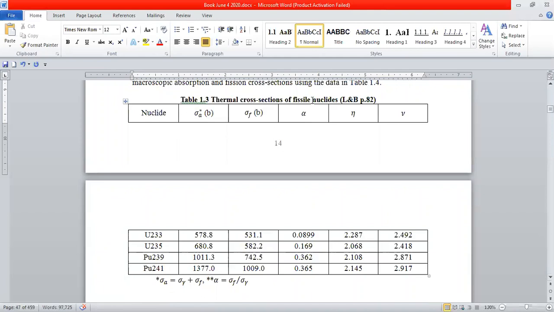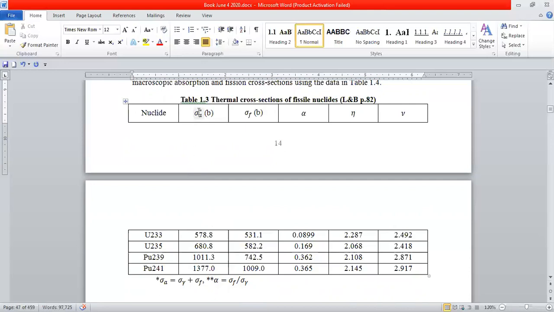So these are some thermal cross sections of fissile nuclides, which I've taken from Lamarsh and Baratta, page 82. And you can see the thermal absorption cross section in barns. Here absorption means radiative capture plus fission, and alpha stands for capture divided by fission. So here you can see fission is fairly big, and here you can see fission is fairly small, capture is fairly big. And here alpha is about 0.2.